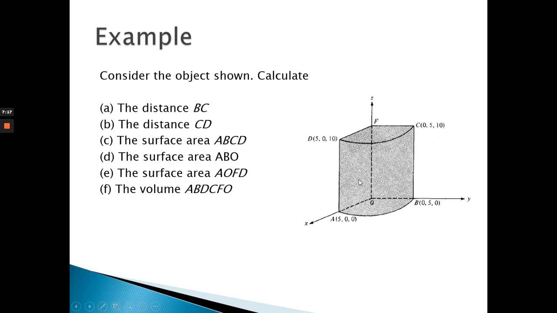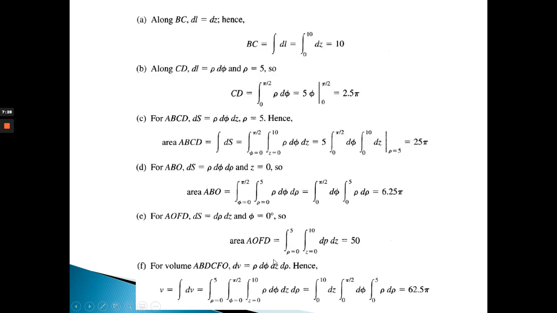Which one? We only find the rho is moving and the Z is moving. So there is no phi element, only dz and d rho here. So we find out d rho and dz, and we get the area. And for the volume, as simple as that, we multiply rho d phi dz and d rho. So that's how we get these values.